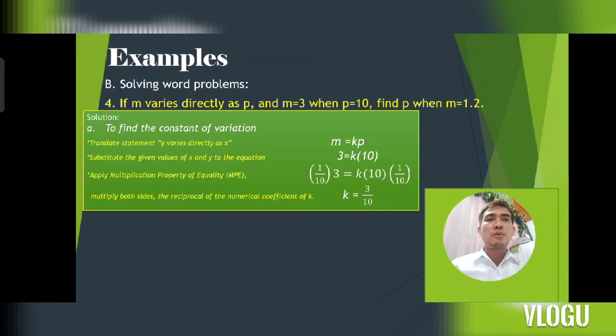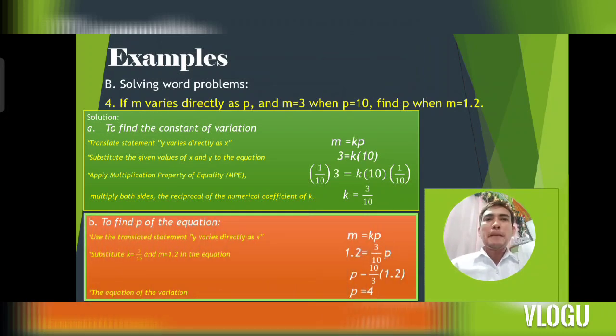Since we're looking for our k value, that is 10. So, reciprocal of 10, that would be 1 over 10. So, simply multiply that to the whole equation. Therefore, you would have k is equal to 3 over 10. So, that is now our constant of variation.